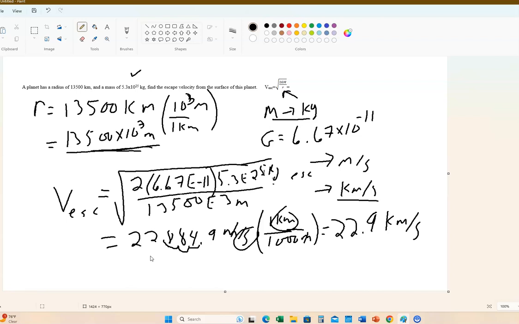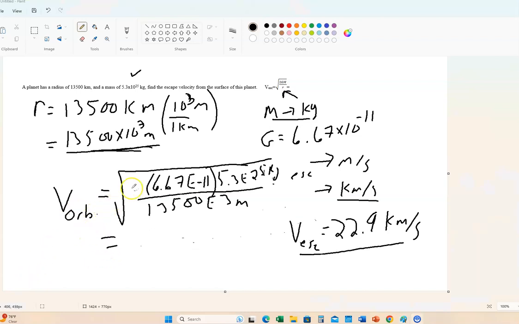Right, I'm going to do this problem slightly differently, since we already have these numbers here. If we just take away the square root of 2, we don't include it in the calculation, then this becomes what's called the orbital speed. All right, so I'm going to work on that now. I just erased the 2, and so this is now what's called the orbital speed. And notice it's always going to be less than the escape velocity.